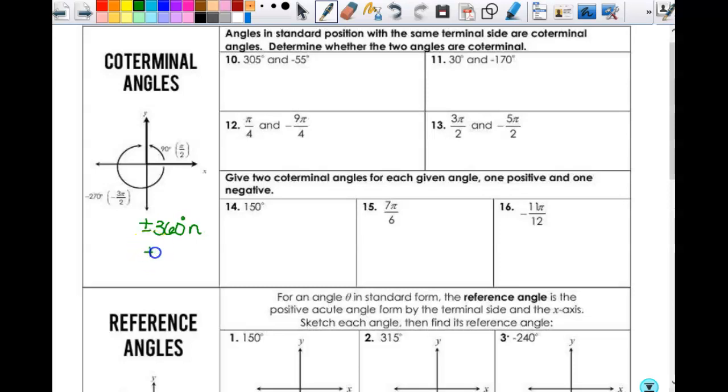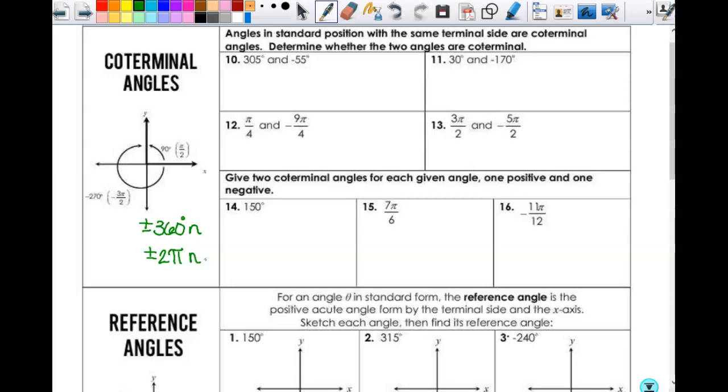In radians, that would be plus or minus 2 pi times n. N usually being 1 when you're having to figure something out. There's no reason to get crazy, but you could do it by any multiple of that also. All that really means. So on number 10, right, 10 through 13, it gives us two angles, and we want to know if they are coterminal or not.